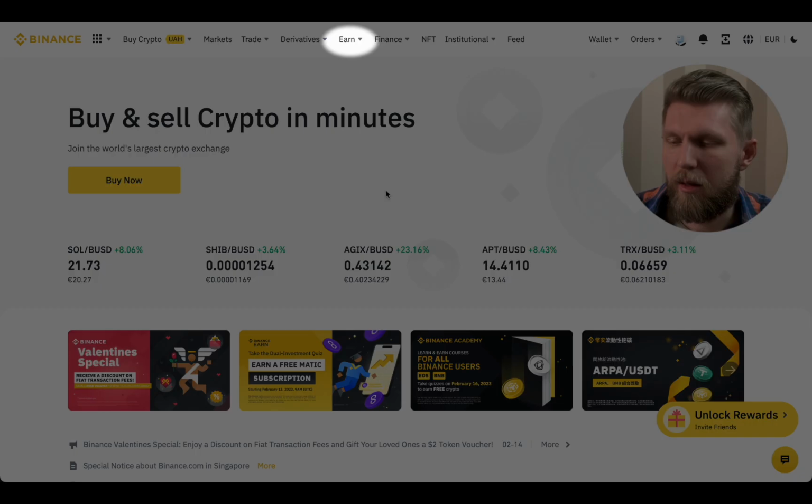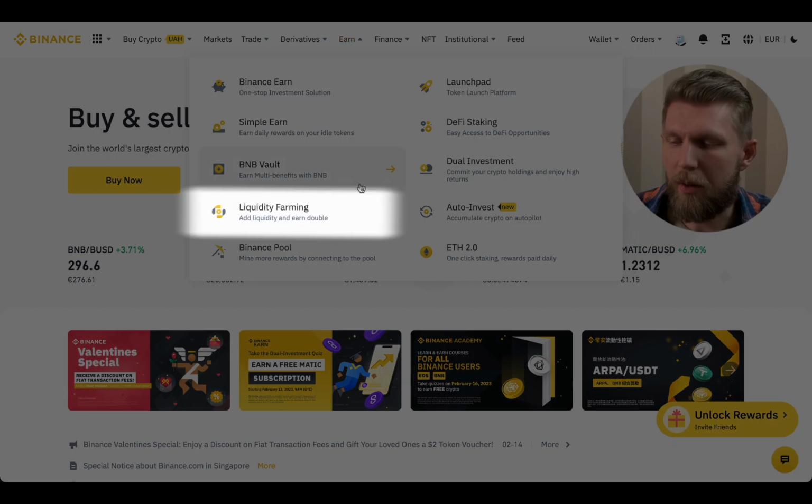So liquidity farming is when you stake 2 coins in a pair, the automatic system uses your coins for clients and you get rewards for this. It's that simple. So let's take a look where the liquidity farming page is. In Earn, click liquidity farming.